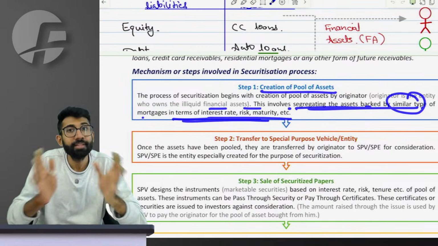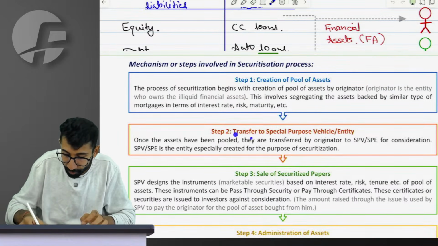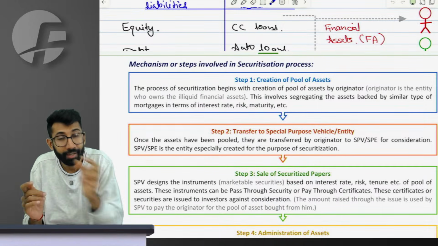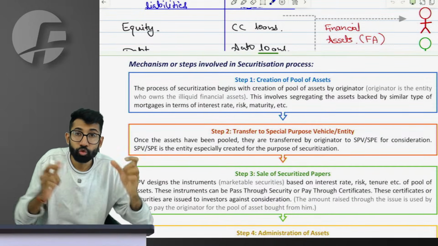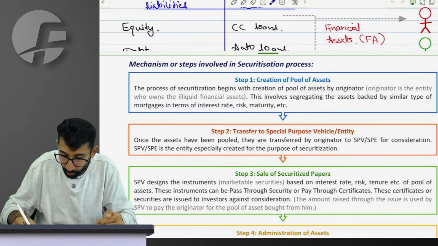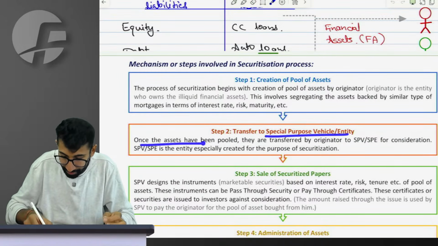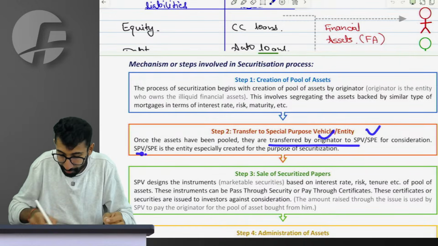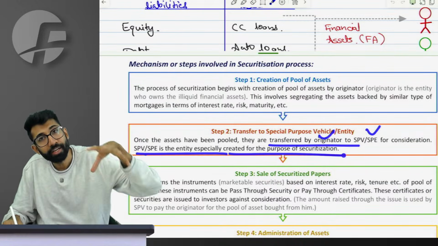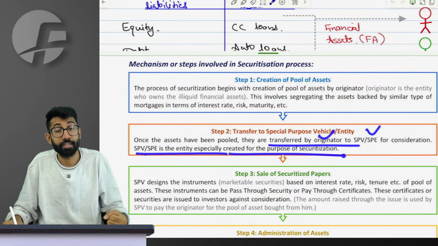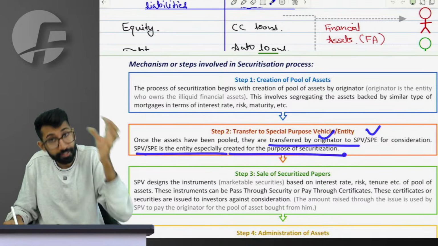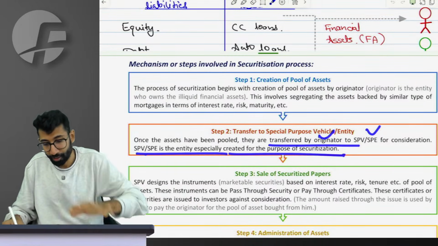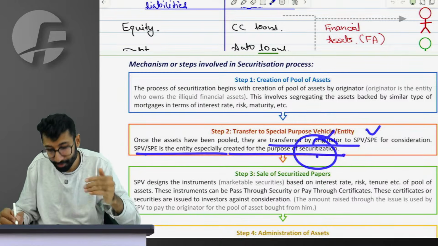So pooling and then segregating them then involves transferring to the SPV. Once those pools have been created and segregated, those bundles can be sold to the SPV. So once the assets have been pooled, they are transferred by the originator to the SPV, an entity especially created for the purpose of securitization, a special purpose vehicle especially created for converting those illiquid assets into securities.